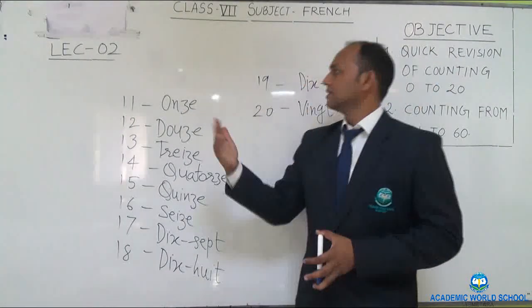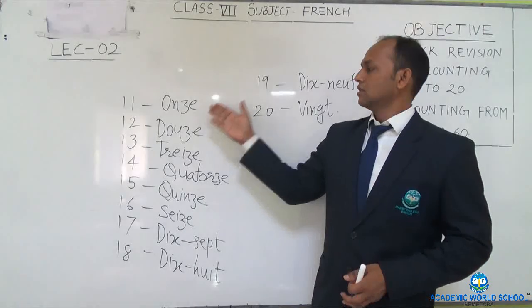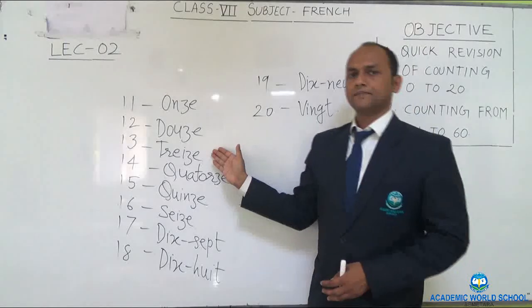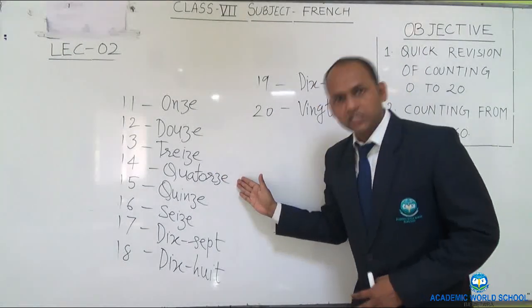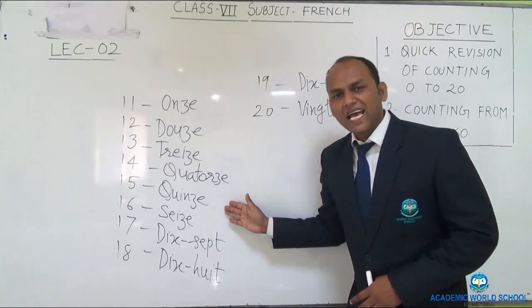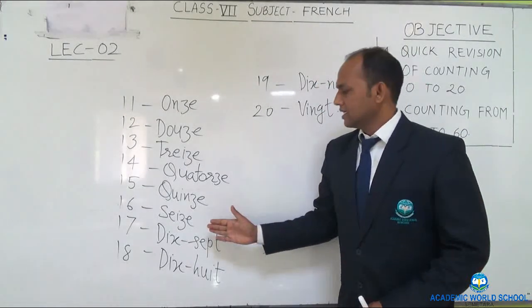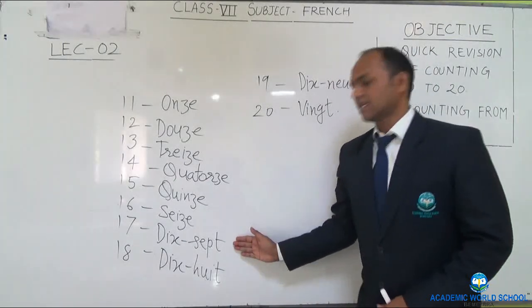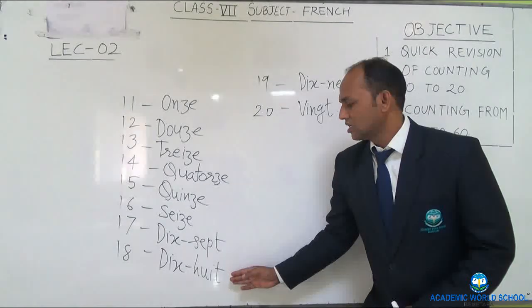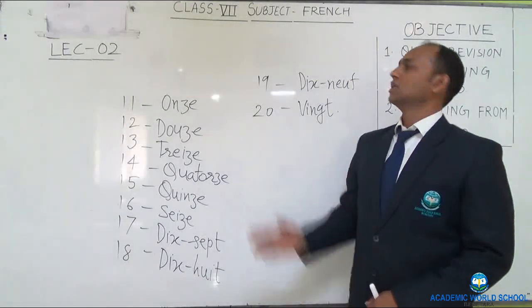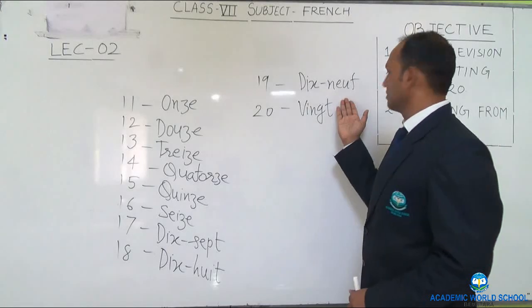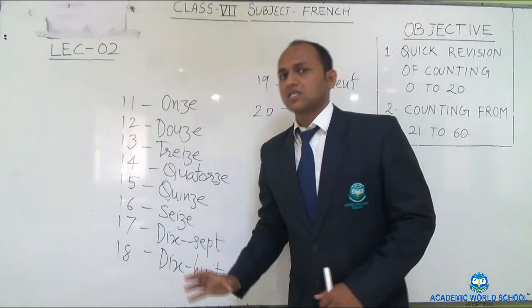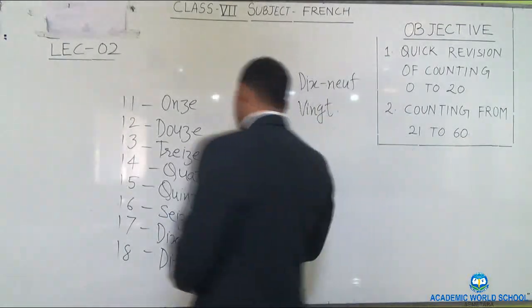Okay, start. Onze, douze, 13, 14, 15, 16, 17, 18, 19, 20. The main thing that you need to notice from now onward is the counting from 17.